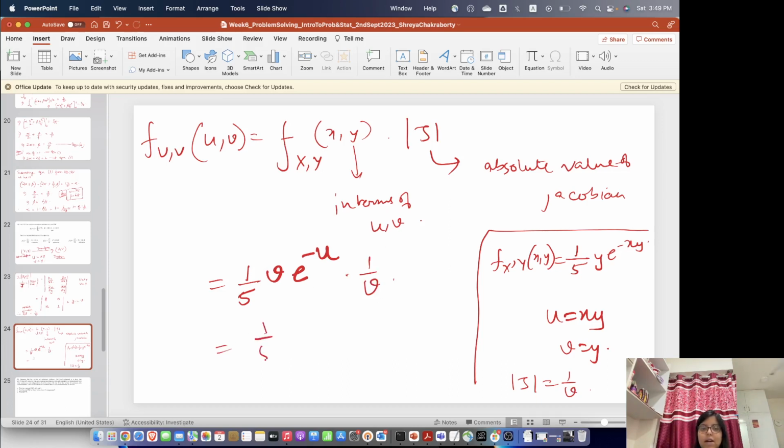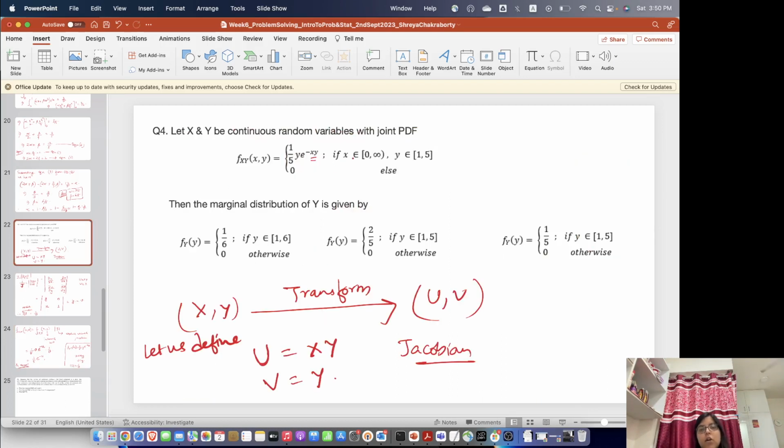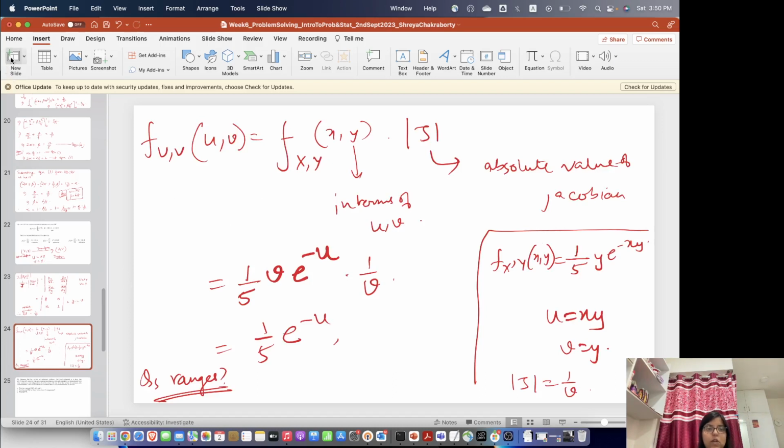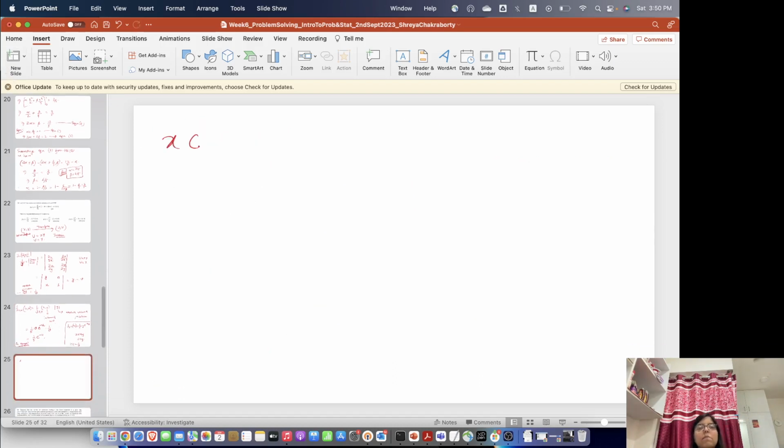So it will be 1 by 5 e to the power minus u. And what will be the question is ranges. This is very important. We cannot forget the range. So here the range was x belongs to 0 to infinity, y belongs to 1 to 5. So what will be the ranges? We got the formula. Now x belonging to 0 to infinity, y belonging to closed 1 comma 5.